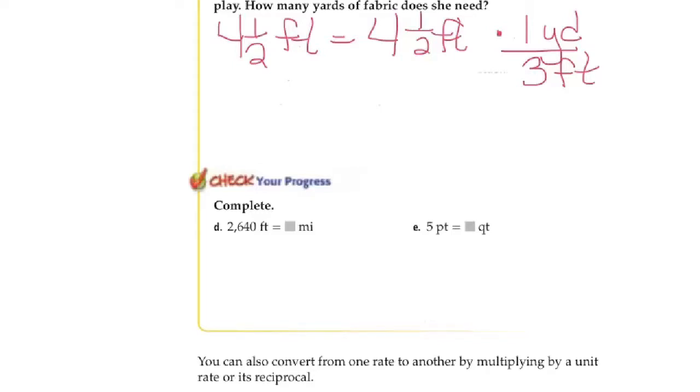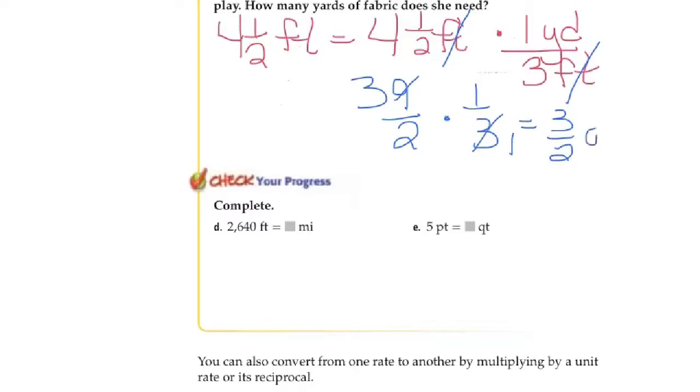We would cross out our common units, and we end up with 4.5. Let's change that to an improper fraction. 9 halves times 1/3. Cross simplify here, and we end up with 3 halves, or 1.5 yards. That's another way to do it. I'm going to show you another way that I think is somewhat easier than this unit ratio multiplying.